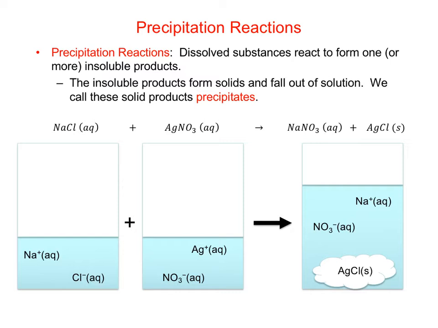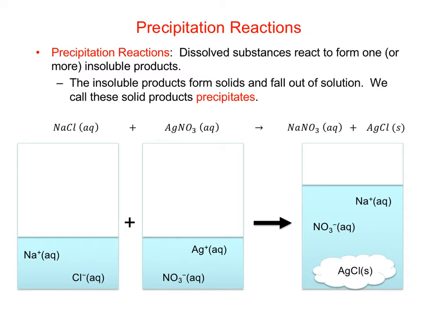And so what typically happens in a precipitation reaction is we have two aqueous solutions. And remember that when we have ionic compounds that are dissolved in water, they dissociate into their ions. So when I have a solution of sodium chloride, I really have sodium ions and chloride ions. And when I have a solution of silver nitrate, I have silver ions and nitrate ions. And so when I add these two solutions together, I get a mixture of sodium and chloride and silver and nitrate ions.